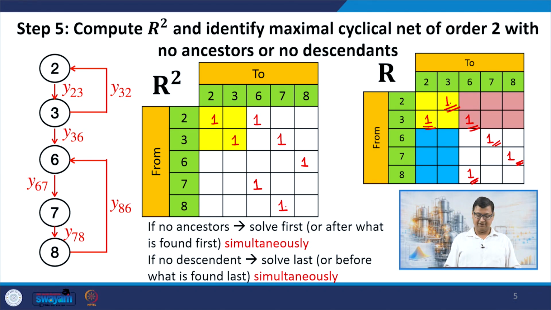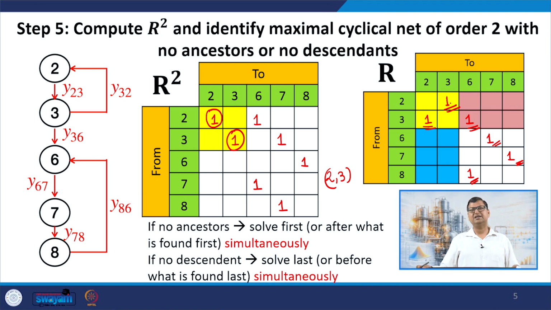So, basically now we have a scheme to figure out what is happening in 2 steps, and if the diagonal terms are 1, it basically means that there is a cyclical net. If at all I can revisit the same vertex in 2 steps, that means that there is an order 2 cyclical net. But then what we do is we see whether this cyclical net we have identified, this 2, 3 cyclical net, has any ancestors or any descendants, right.